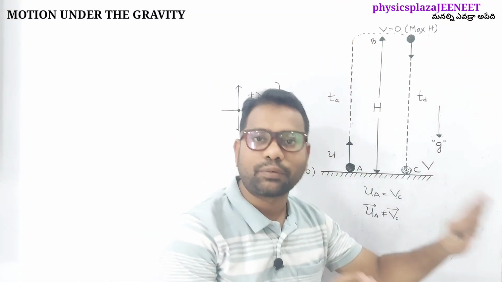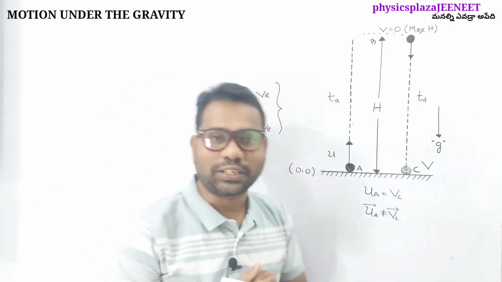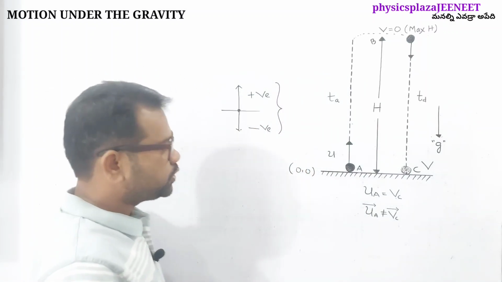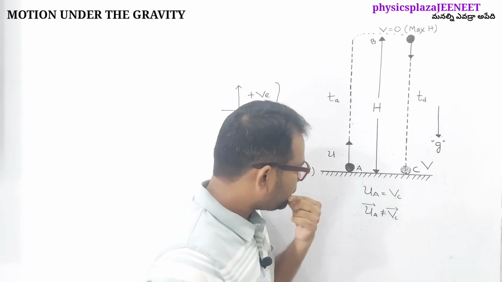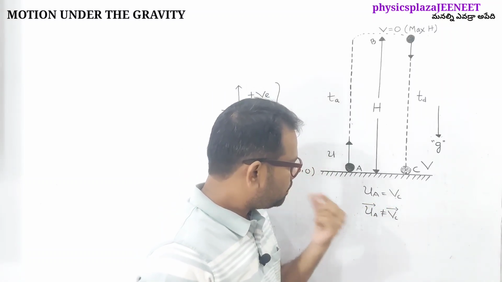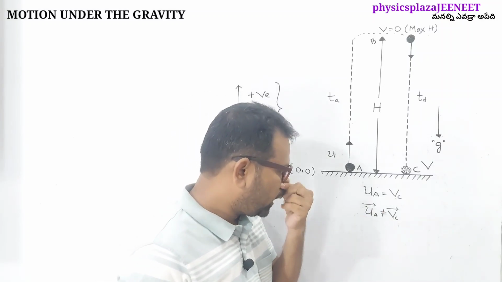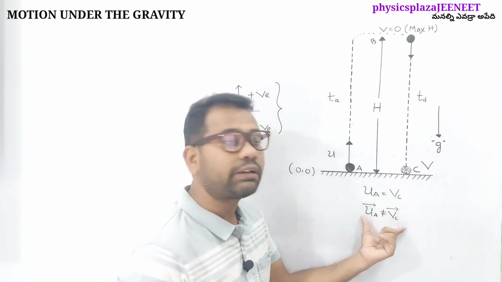Just to have clarity only, it was drawn like that. Clear? Fine, children. Here one important point to be noted. Here I wrote UA is equal to VC, but UA is not equal to VC. Some of you may get one doubt actually. How, if it is equal, why again is it not equal?